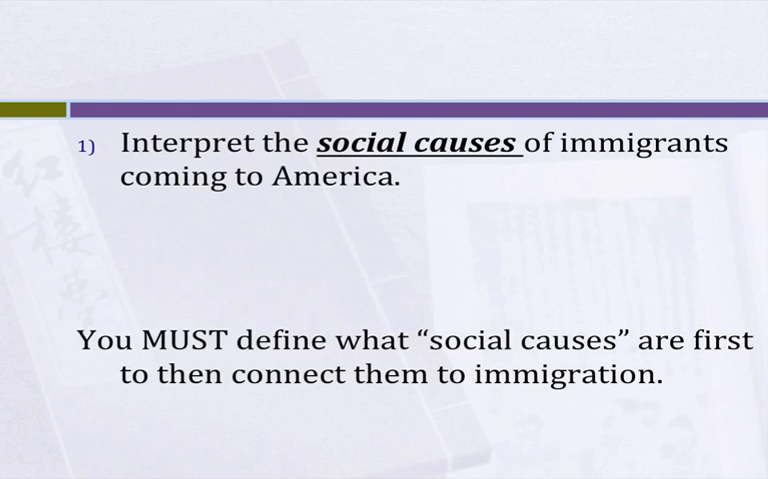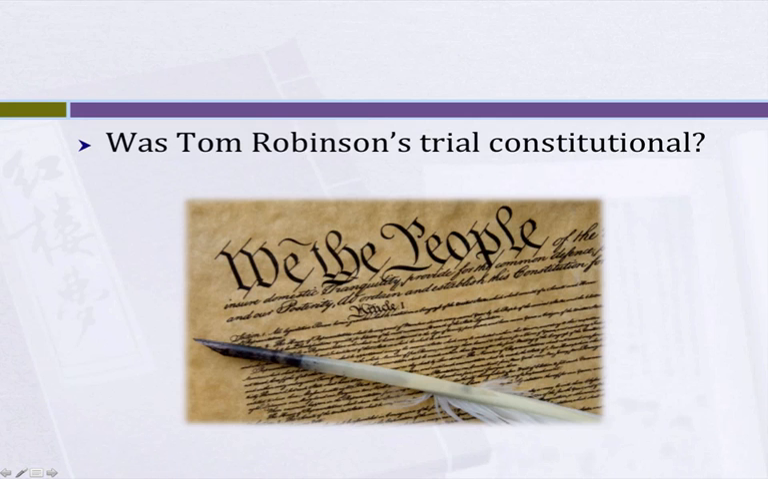We need to define what social causes are first, making sure that we're not talking about political causes or economic ones. If that's the point of the essay, social causes, we need to tell the reader what we are defining those as and set the stage for what type of causes we're going to be discussing in that essay. Now, was Tom Robinson's trial constitutional?